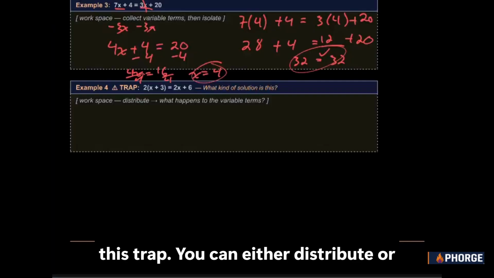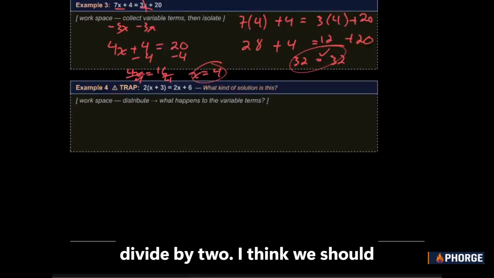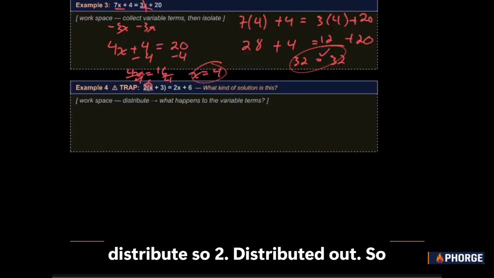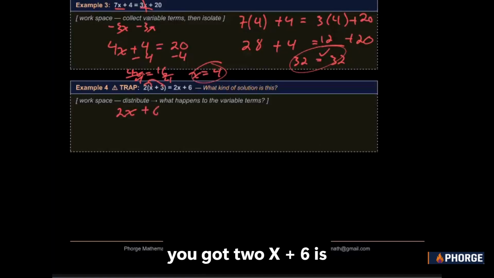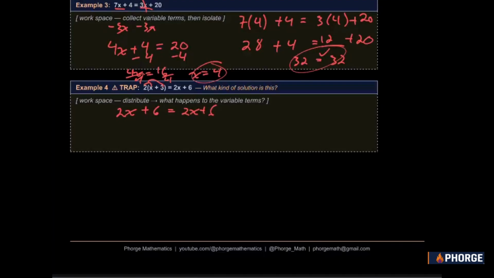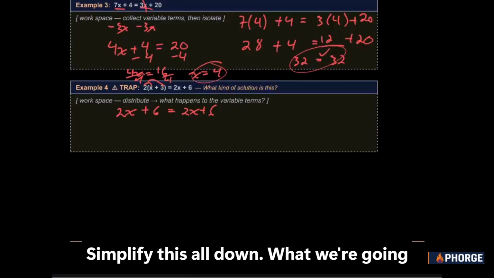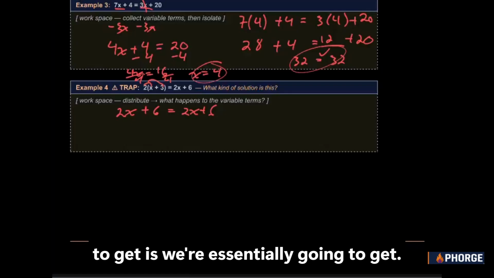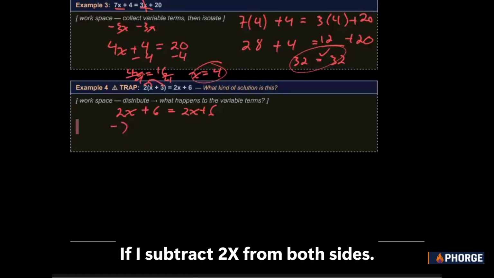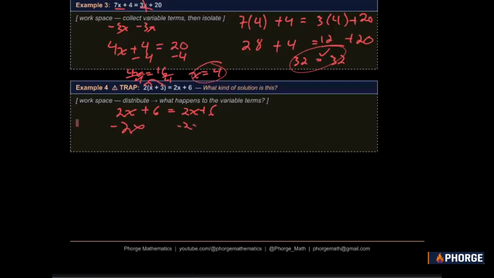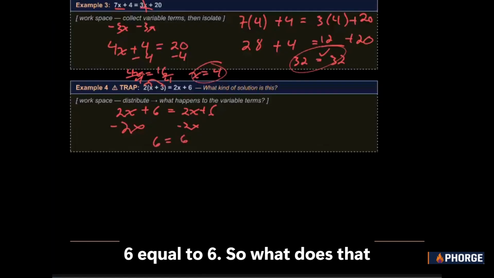So let's look at this trap. You could either distribute or divide by 2. I think we should distribute. So 2, distribute out. So you got 2x plus 6 is equal to 2x plus 6. So if we were to simplify this all down, what we're going to get is, if I subtract 2x from both sides, 6 equal to 6.